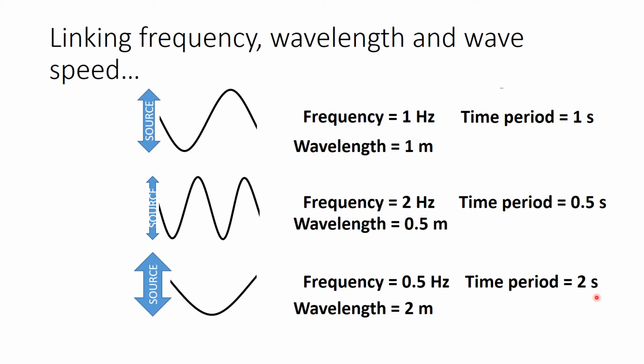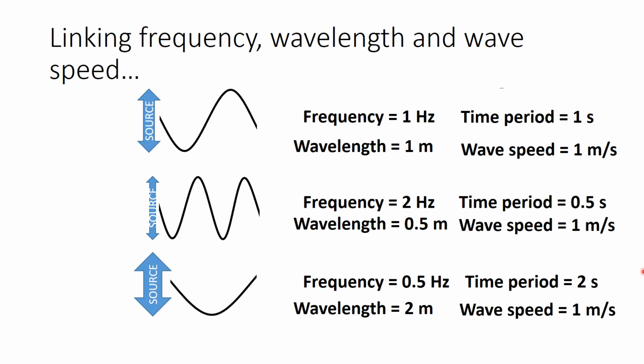Now going back to what we looked at before, the wave speed was how far the wave had travelled in a certain amount of time, or per second. So our wavelength tells us how big one oscillation is, and our time period tells us how long it took for that oscillation to be produced. And so if we divide our wavelength by our time period, we end up with the wave speed of 1 metres per second.